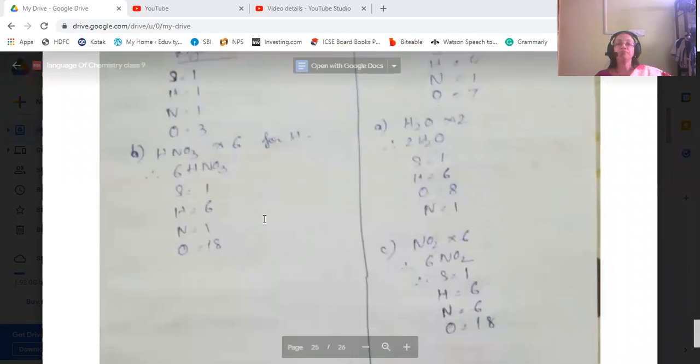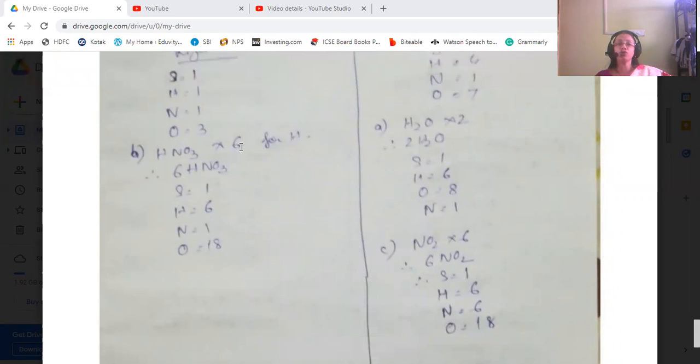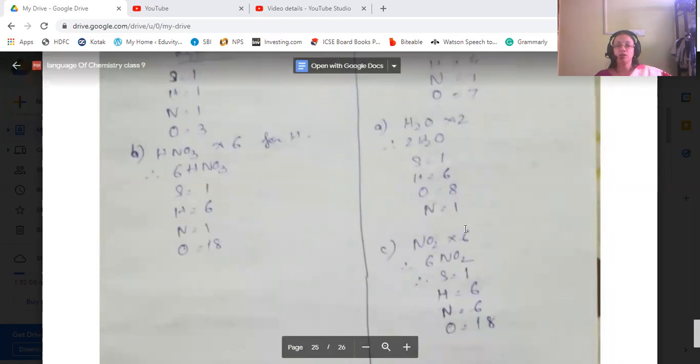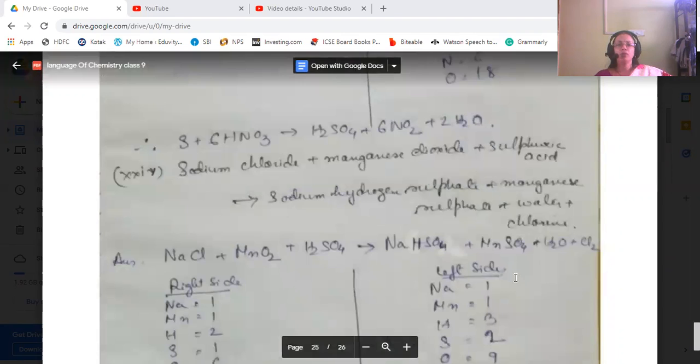Okay. So next step will be on the reactant side, HNO3 multiplied by 6 for balancing hydrogen, 6HNO3. That means sulfur is equal to 1, H is equal to 6, N is equal to 1, O is equal to 18. Now, we see that nitrogen is still not balanced. Nitrogen is 1.